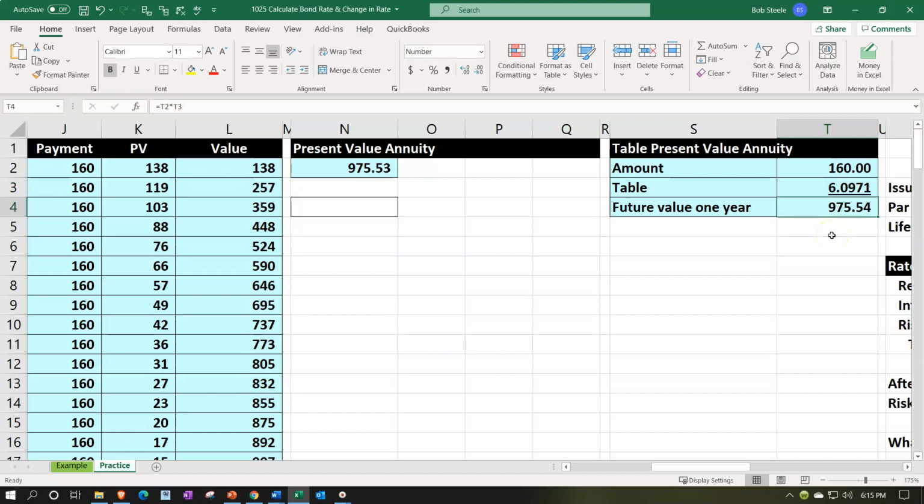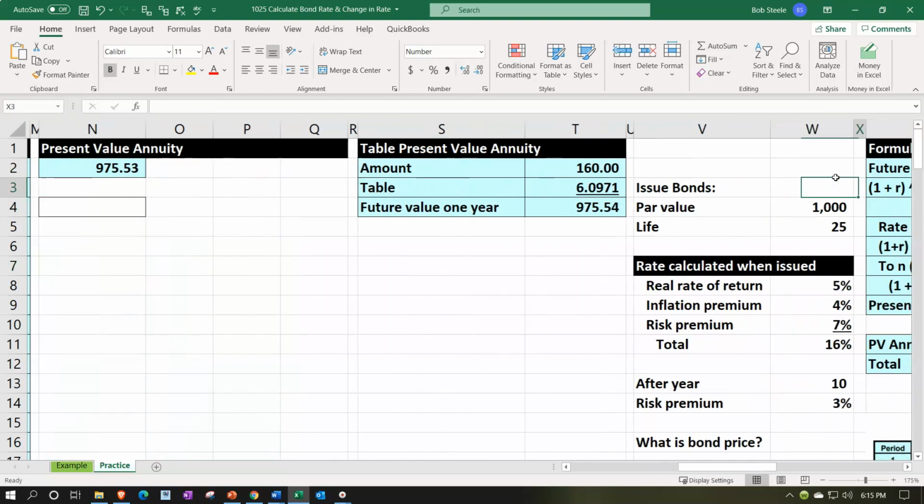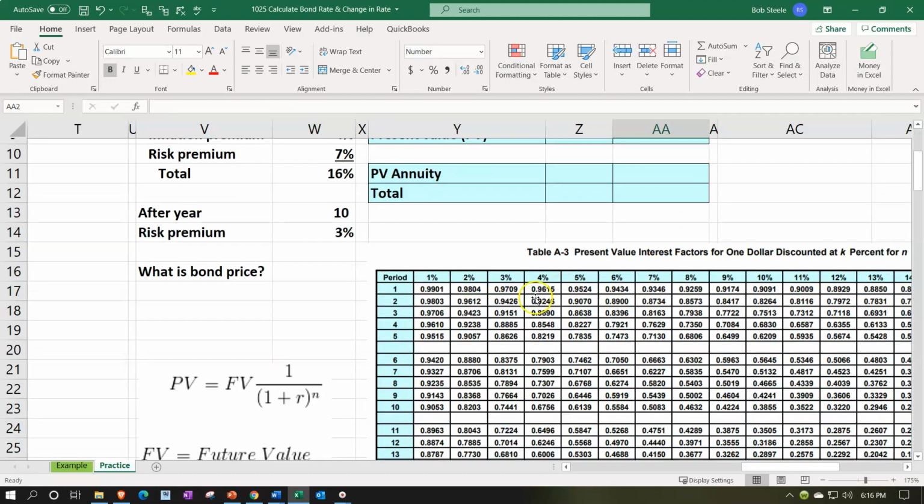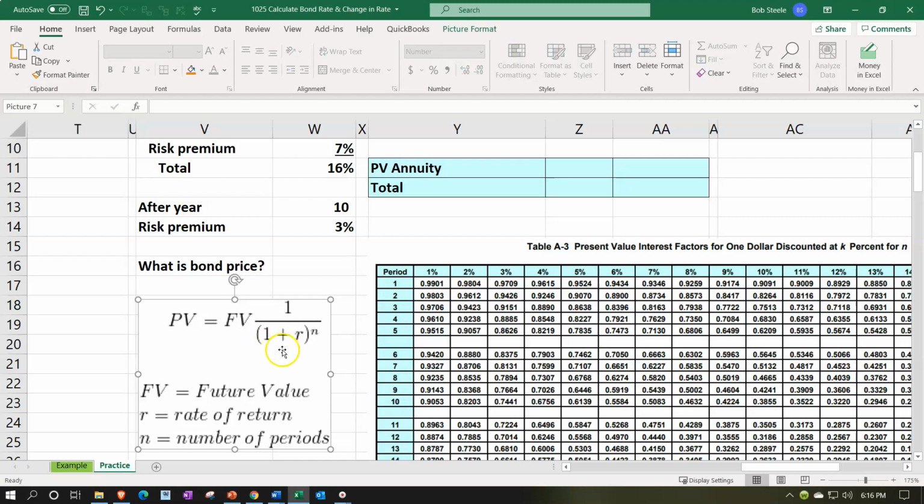We get 975.54, slightly different, off by a penny due to the table's rounding. Now we have a present value for the 1,000 that would be there after the end of the bond, in this case 25 years, 25 periods, annual bond. Let's present value this using our formula down here. PV equals the future value over 1 plus R to the N.